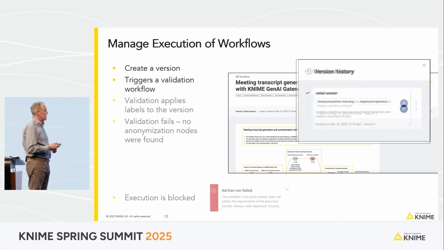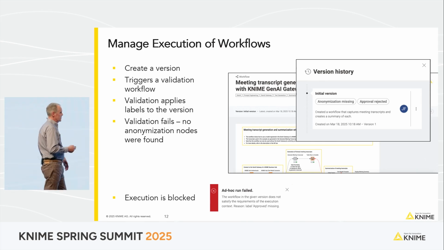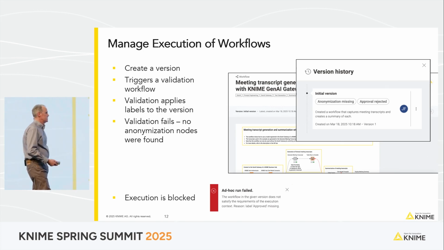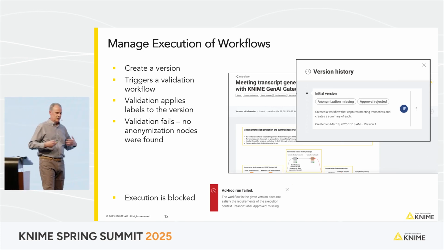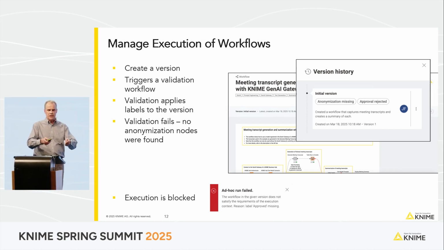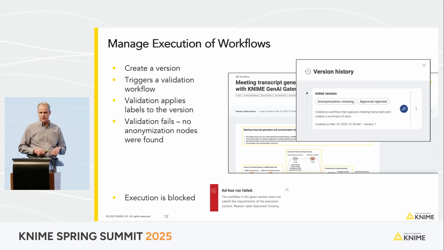Okay, so validation happens, and I got two labels put on my version. One says anonymization is missing. The other one says approve or reject it. So within this scenario, we have a policy that says if you're going to use a Gen AI node, you have to anonymize the data before you send it to the Gen AI service. I totally forgot to do that.